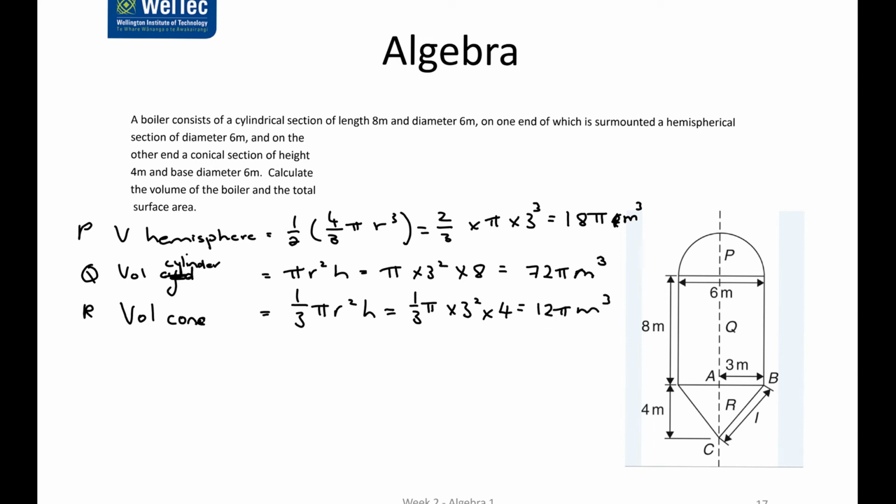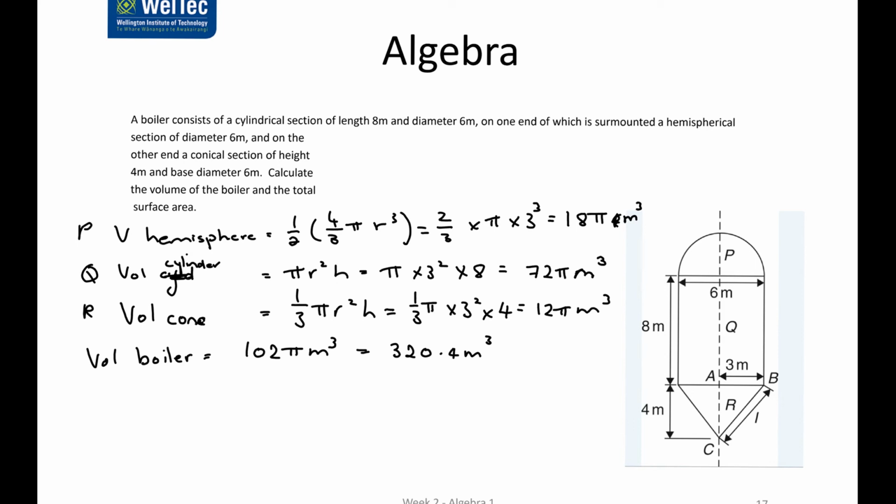So the volume of the boiler is all of that added together, and when you add up the bits, 18, 72 and 12, you'll get 102 pi meters cubed, or if you wanted it in an actual number, you're also asked to find the surface area.